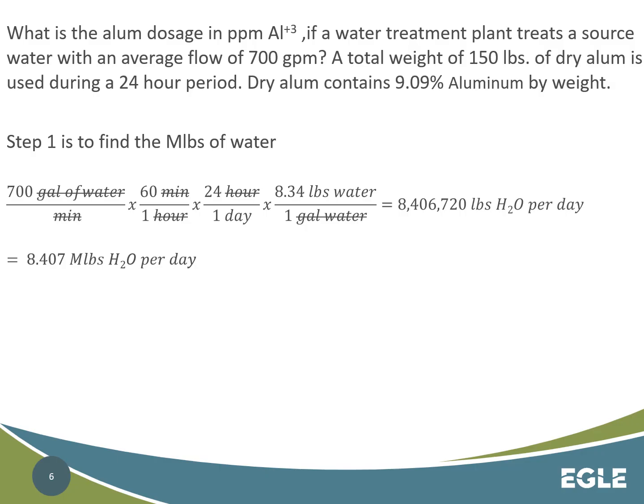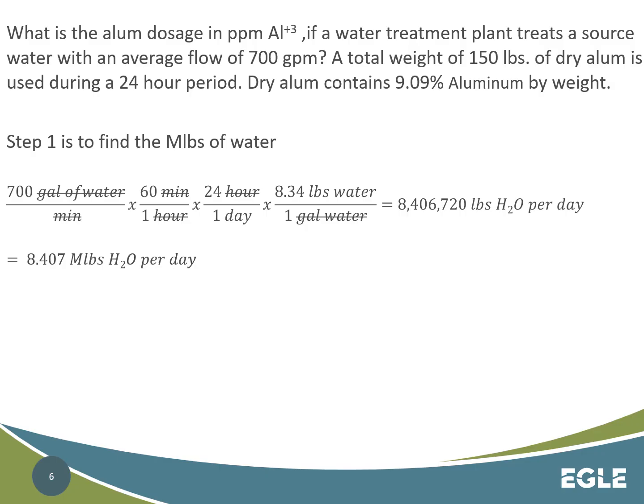So here is the problem statement that we just went through, a little neater. With any dosage calculation, you want to start by solving for your million pounds of water. You want to take these calculations on a step-by-step basis. When you take it all at once, it's a little overwhelming. Step one, solve for your million pounds of water.